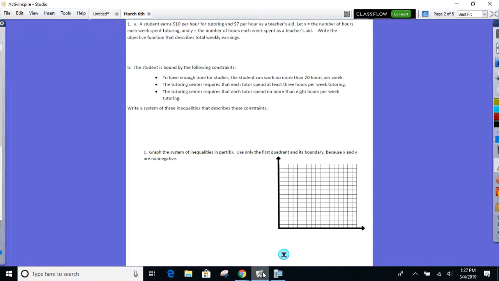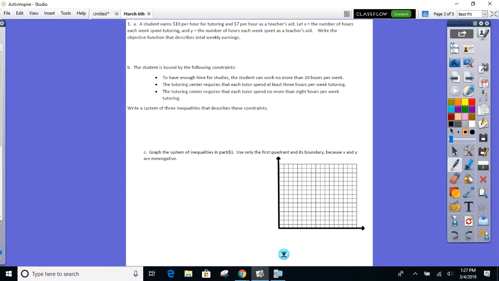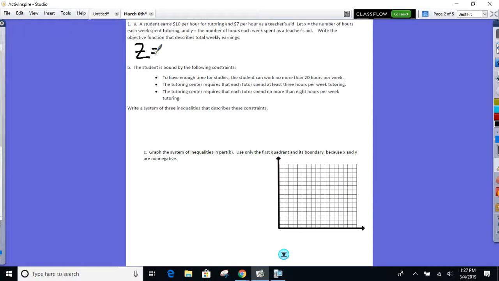All right, let's go. You earn $10 to tutor, $7 being a teacher's aide. I've already told you the variables. X is going to be the hours you tutor. Y is going to be the number of hours you're a teacher's aide. Write an objective function. That's that Z equals that we discussed last week. Z equals. Most times, not all the time, most times that's going to be your money.